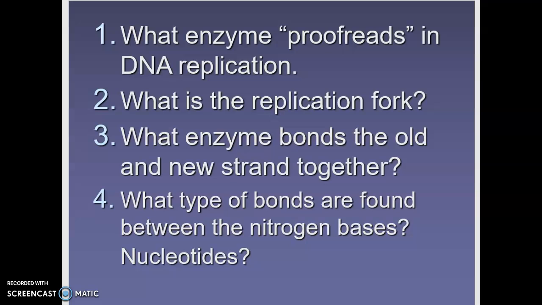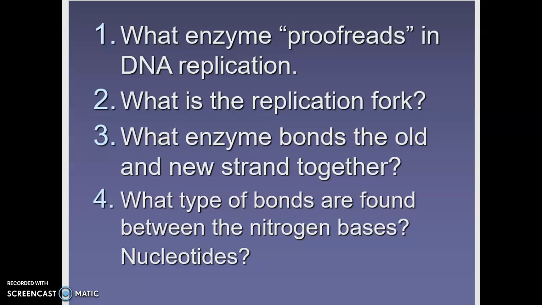Number 1, what enzyme proofreads in DNA replication? What enzyme can proofread? Basically, if something gets messed up when they're building it, they can fix it. So what goes along with the proofreading is also the same enzyme that builds it.